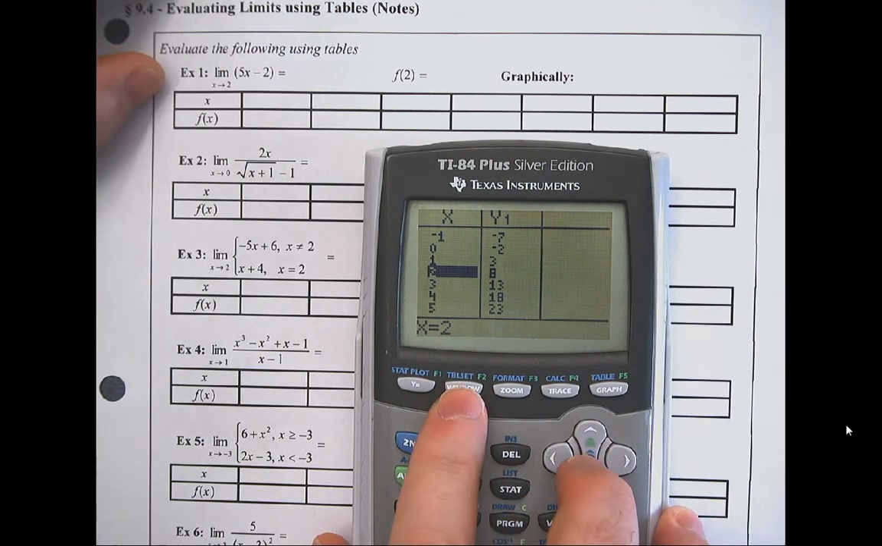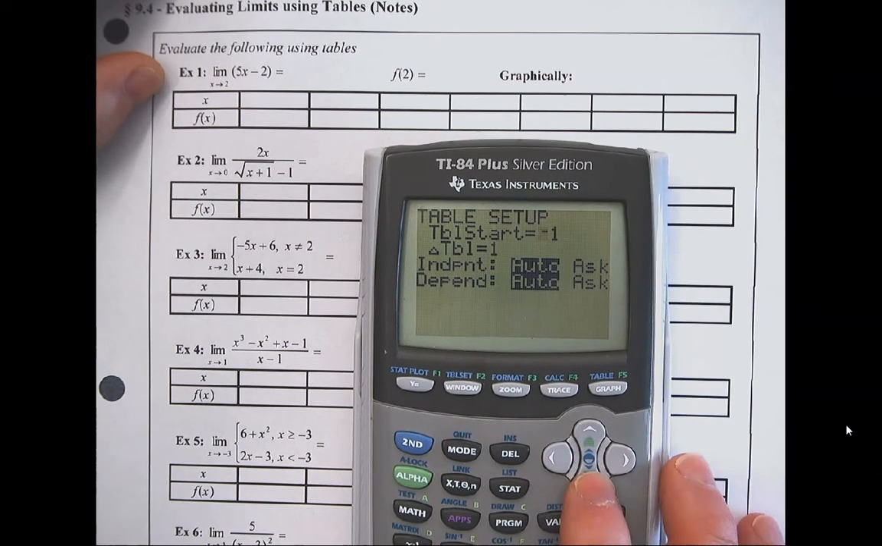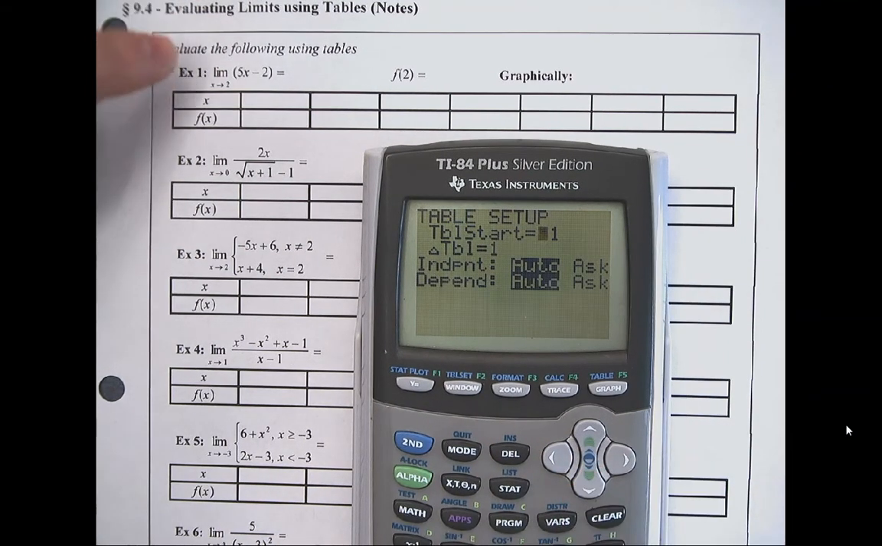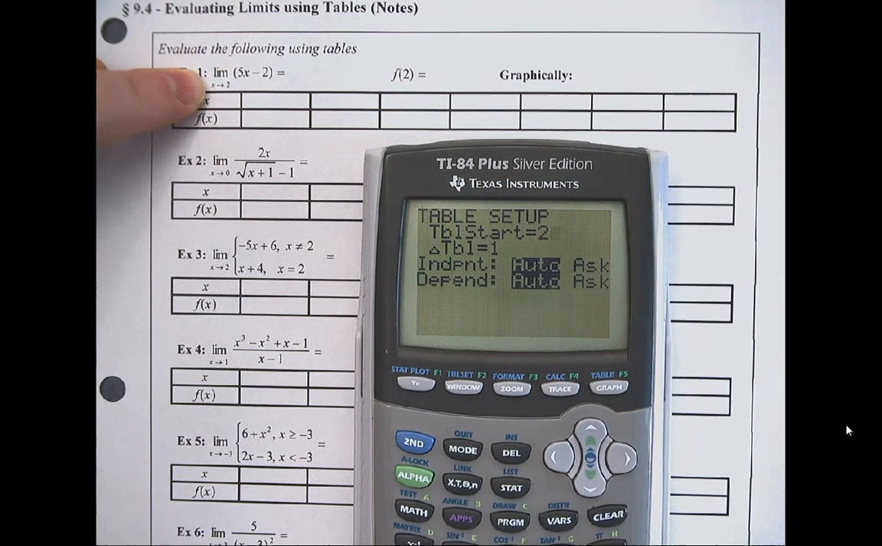That's underneath table setup. So I hit second, table setup. Table start is where you want to approach, so that's the limit that you're approaching: x approaches 2. Then delta table should be something fairly small. I usually pick something like 0.01. You can pick whatever you want. The smaller that value, the more accurate your prediction will be, but usually 0.01 is good enough.